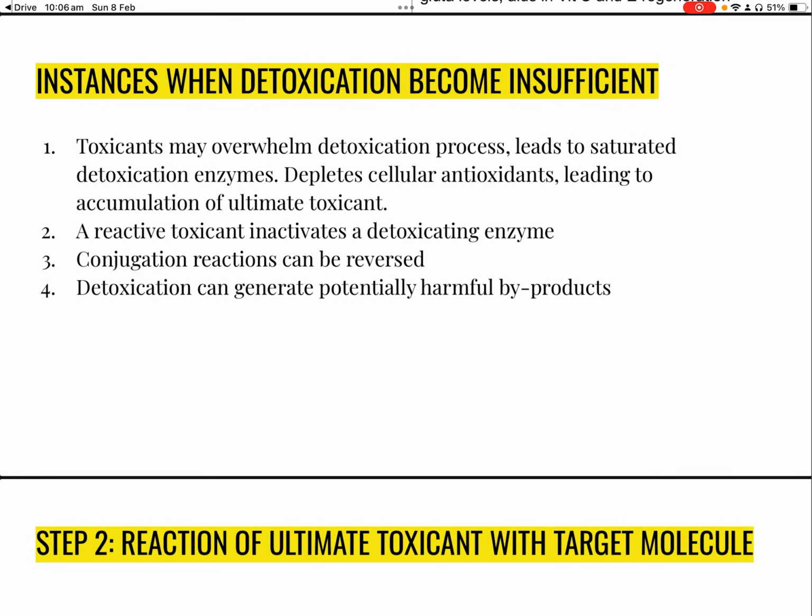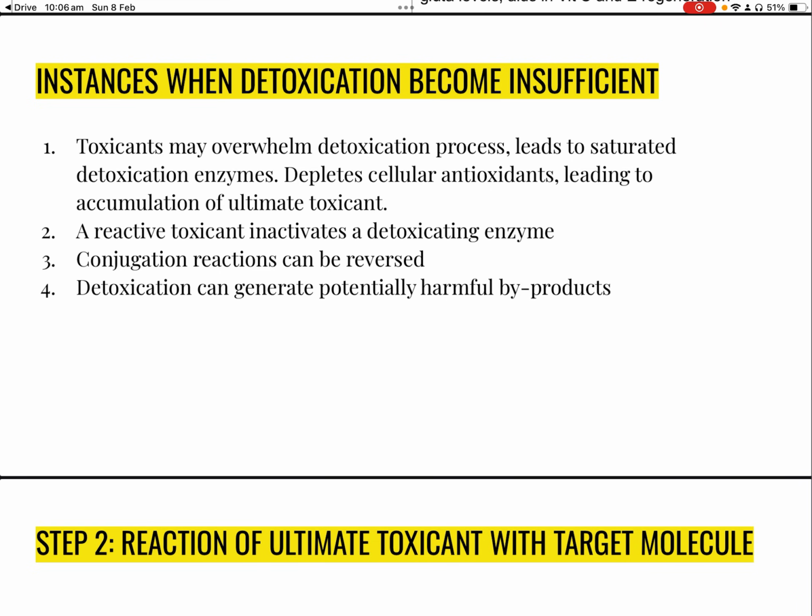Okay. So, instances when detoxification becomes insufficient. This is when toxicants may overwhelm the detoxification process, leading to saturated detoxification enzymes, depleting cellular antioxidants, leading to accumulation of ultimate toxicant, as well as reactive toxicant inactivating a detoxicating enzyme.